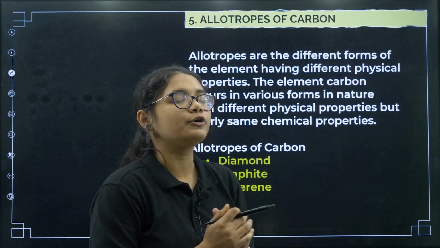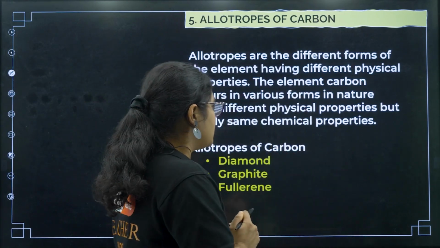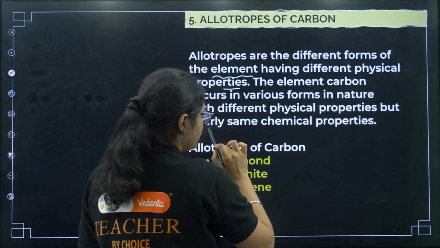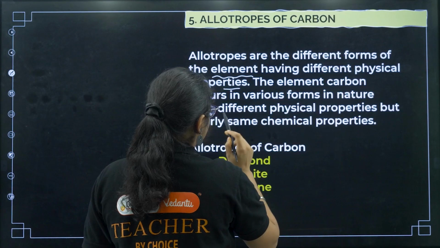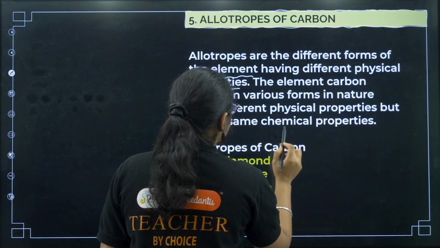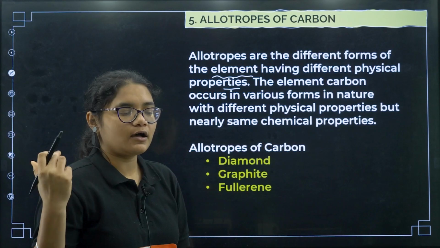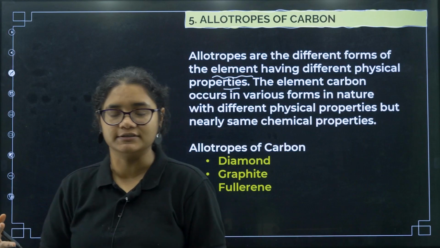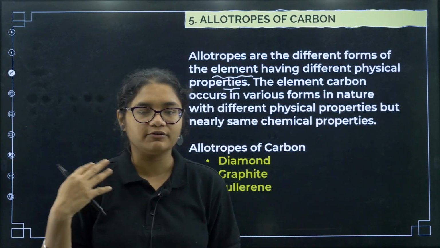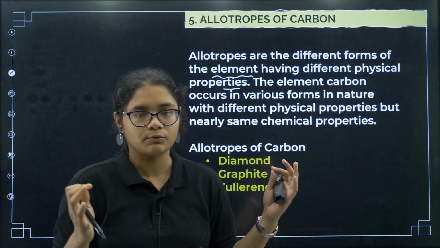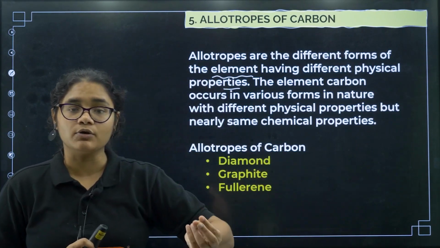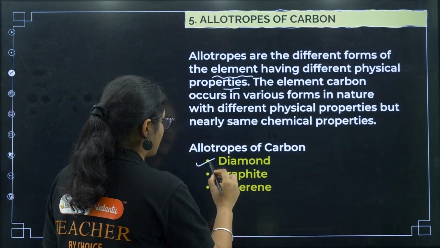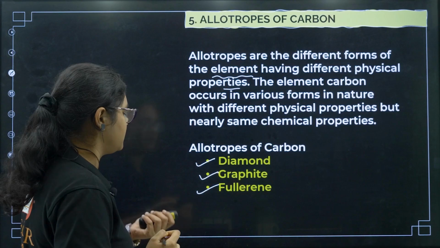Now coming to allotropes of carbon. Very important thing, what do you mean by allotropes of carbon? Allotropes are the different forms of the same element having different physical properties. The element carbon occurs in various forms in nature with different physical properties but nearly the same chemical properties. When an element occurs in different forms under different conditions, they are called allotropes. Chemical properties are somewhat similar because they are all made up of the same element, right? So we have allotropes of carbon: diamond, graphite and fullerene. We'll see about them in detail.